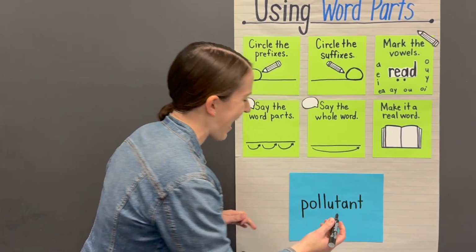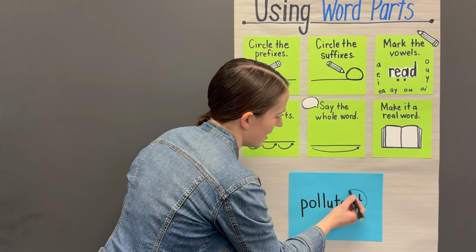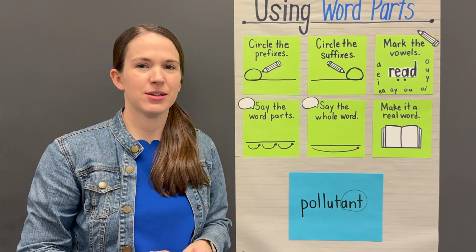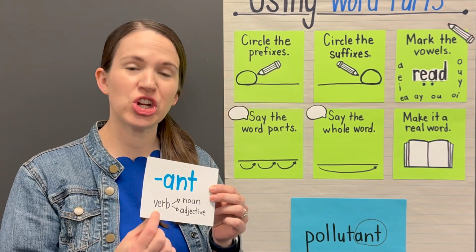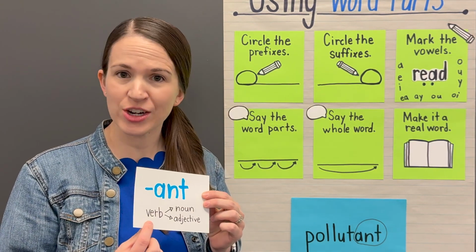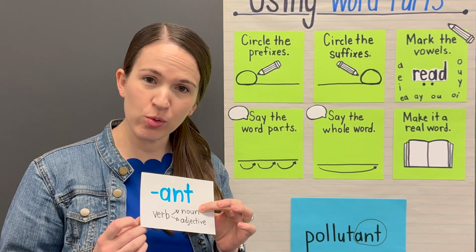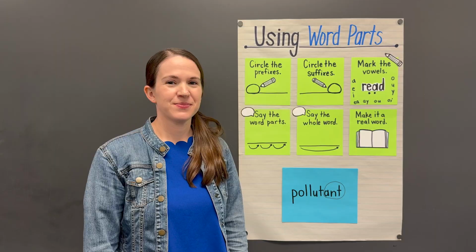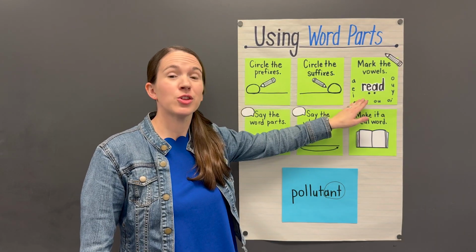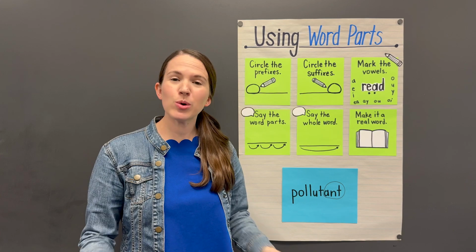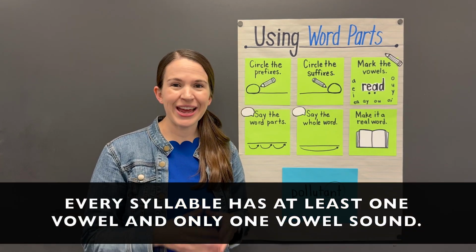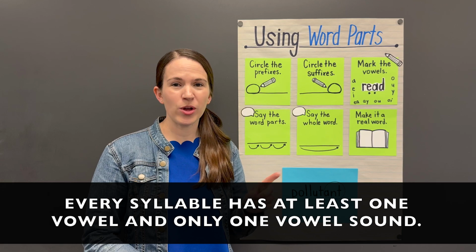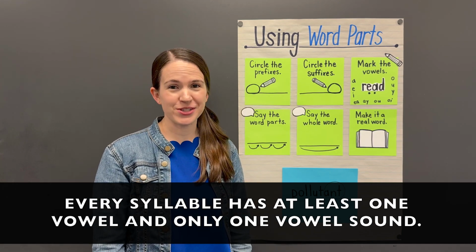The suffix ant is usually pronounced int. Ant is added to change a verb or an action word into a noun or adjective. Next, let's mark the remaining vowels. Vowels help us break words into syllables. Every syllable has at least one vowel and only one vowel sound.